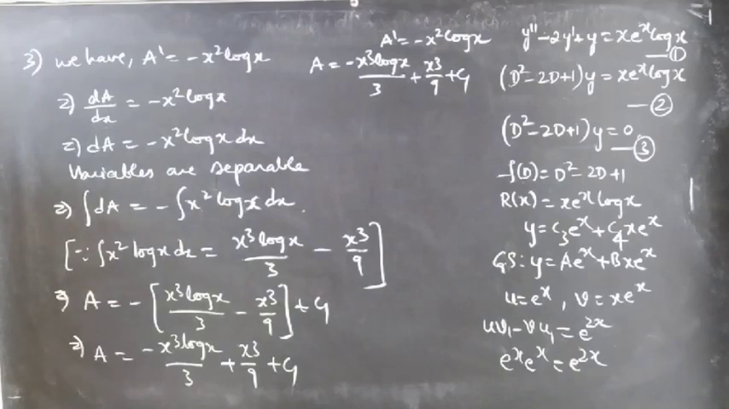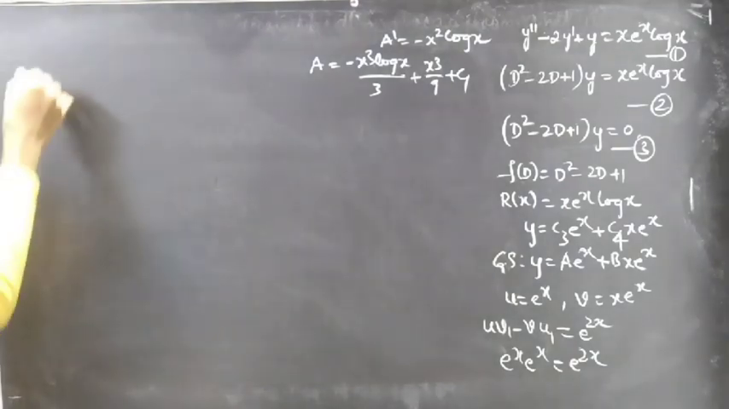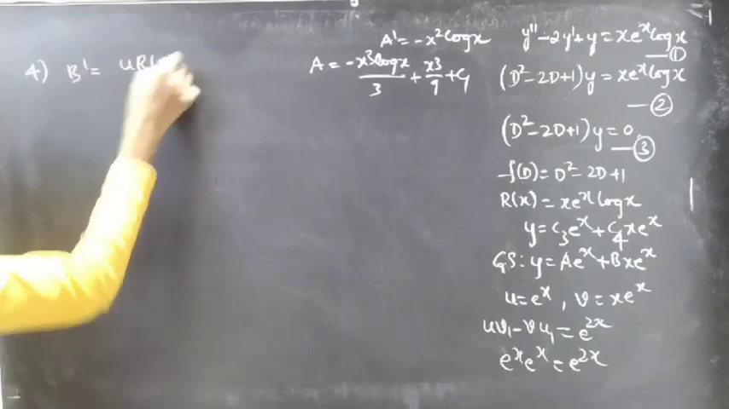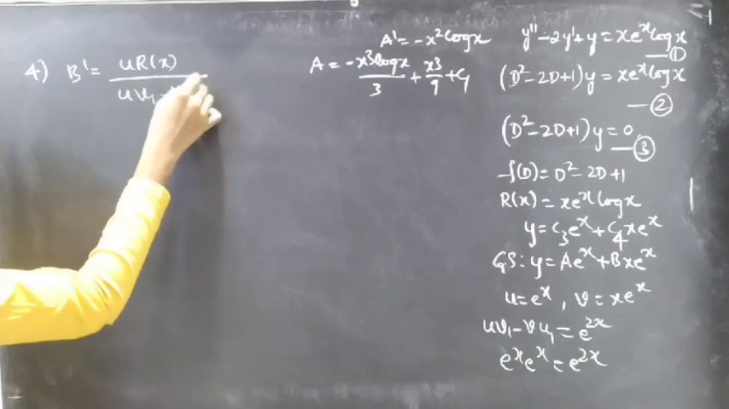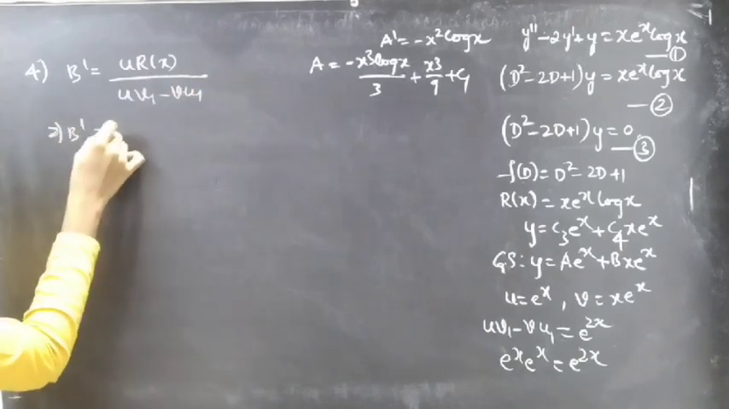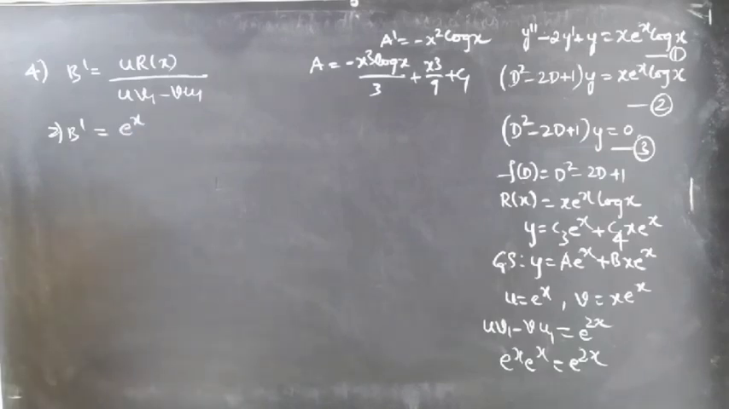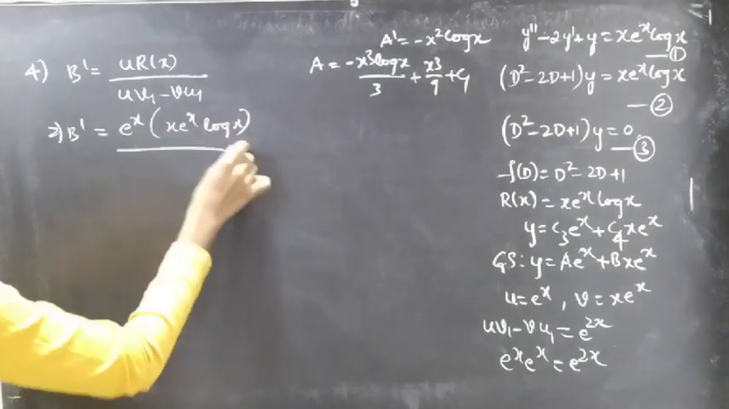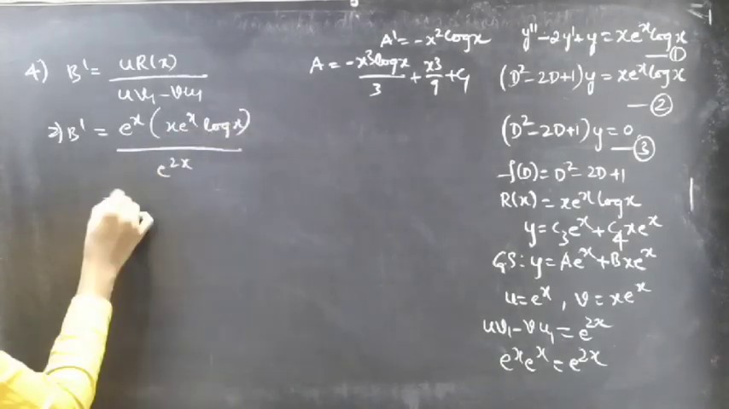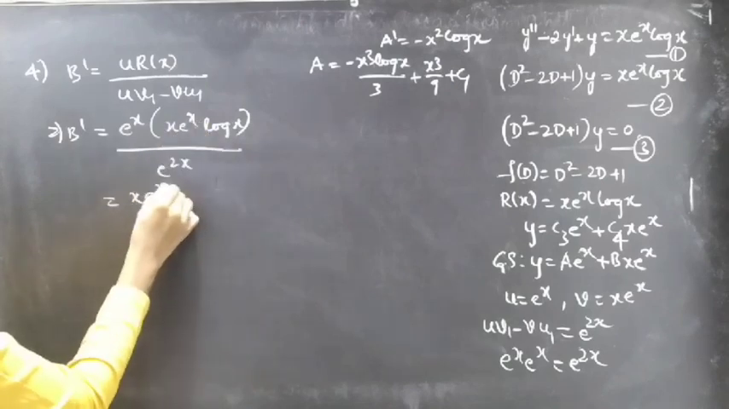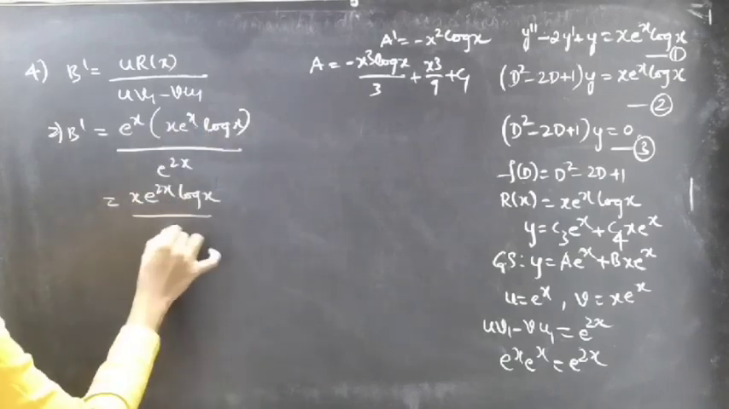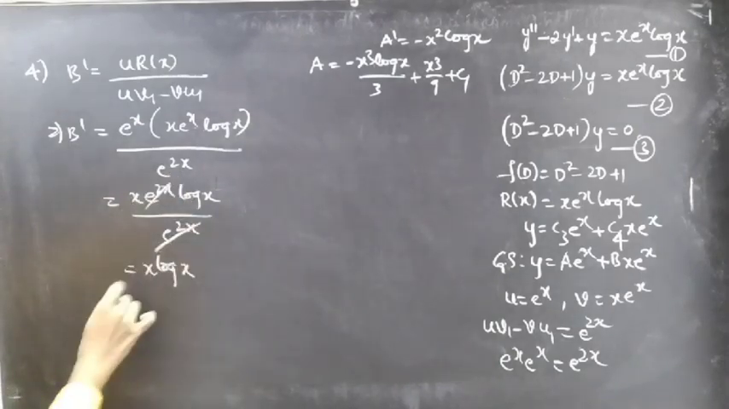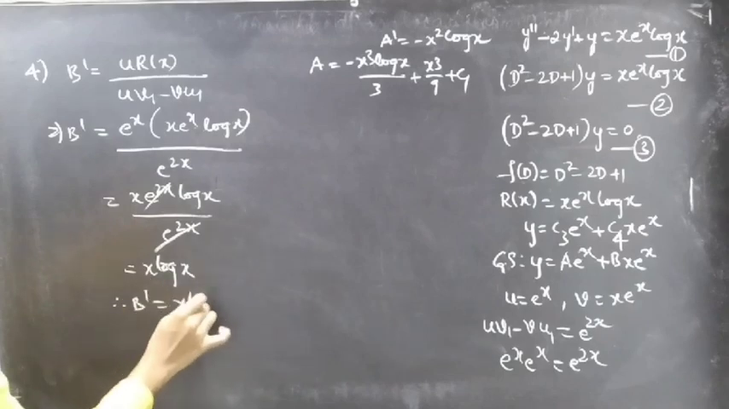Now coming to b dash. B dash is given by u into r of x by uv1 minus v1, where u is e power x and r of x is x e power x log x, by uv1 minus v1, which is e power 2x. This gives us x into e power x into e power x, which is e power 2x, into log x by e power 2x. Here e power 2x gets cancelled and this is equal to log x. Therefore b dash equals x log x.